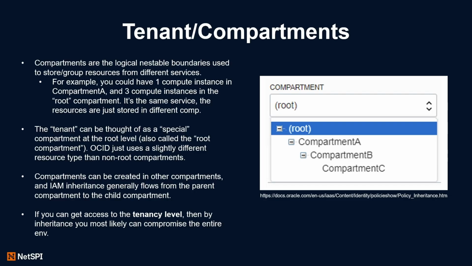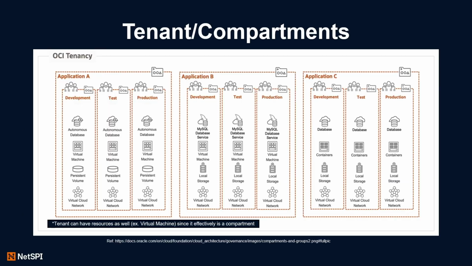So if you can get access at the tenancy level, then by inheritance you most likely can compromise the entire environment. From a pen testing perspective, if you can get some form of administrative access over the root or tenant compartment, depending on whatever you want to call it, then because permissions propagate downwards, you can pretty much control the entire environment. I'm sure there are caveats, services, and other things I just haven't had time to look into before this presentation that maybe can help restrict that. But in general, from a general IAM sense, that's what I observed when I was going through the environment. This is just a graph showing how complicated this can get. And this is where we get into IAM and why there's a need to enumerate these environments.